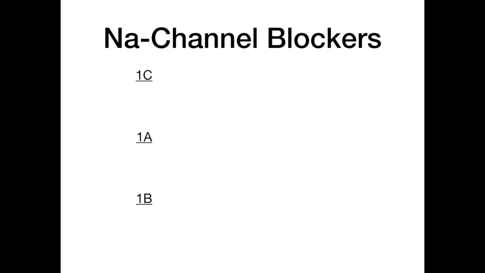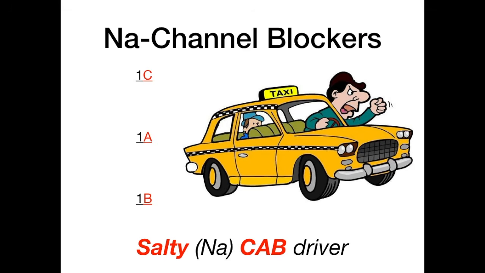The reason that I want to do 1C, 1A, and 1B is because it ties in beautifully to my mnemonic and will also help us remember how these medications are altering the cardiac action potential. So CAB, or cab, makes me think of a salty cab driver. And the salty cab driver reminds me that we're talking about sodium, right? Salty for sodium, and CAB for 1C, 1A, and 1B. So the salty cab driver reminds me that we're talking about sodium channel blocking agents, specifically the subtypes class 1C, class 1A, and class 1B.